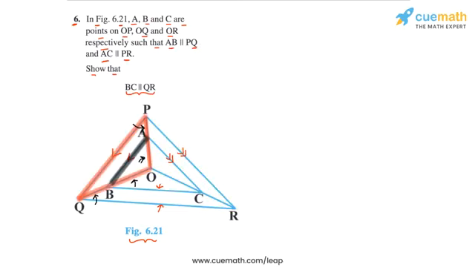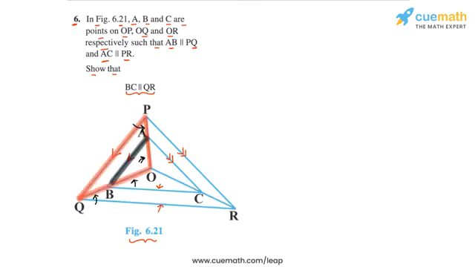Okay, so let me summarize. From the first triangle, we get OB by BQ equal to OA by AP, and from the second triangle, we get OC by CR equal to OA by AP. So both ratios, OB by BQ and OC by CR, are equal to OA by AP, so they will be equal to each other. Then if we consider triangle OQR and use the fact that in this triangle OB by BQ equals OC by CR, this would mean that the segment BC is parallel to QR. So this is the logic that we will use. Now let's write out the solution step by step.